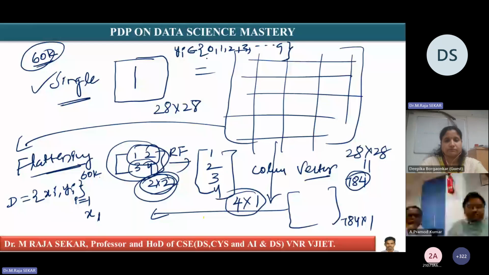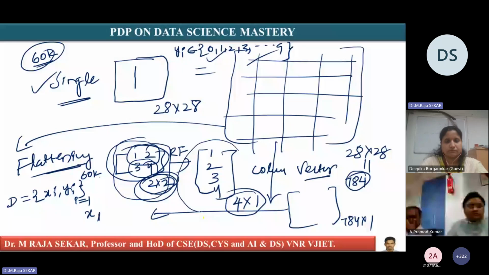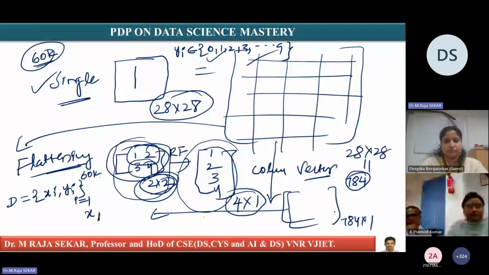Now, anyway, let me repeat this one. This 2 by 2 matrix I am representing as a 4 by 1 column vector. In a similar manner, this 28 by 28 matrix I can represent as 784 by 1. This is the representation of one particular image. Let me say that is X1. How many such images are there? There are 60,000 images. First, I must construct a data set.